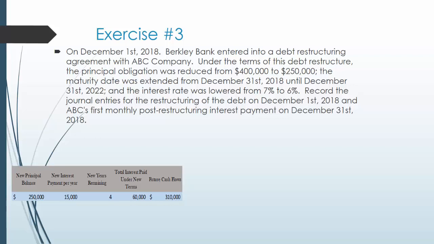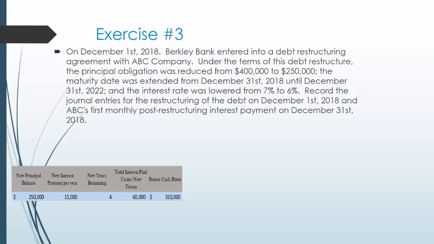Why would Berkeley Bank want to do this? Something is better than nothing. If ABC Company is that distressed, Berkeley wants to get something out of them. It's better than just saying, we're not going to be able to pay this, so we're going to claim bankruptcy. So they go through and they restructure this debt so Berkeley can get at least some of their money back.